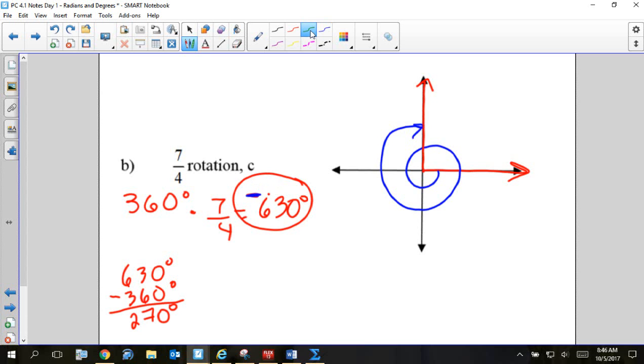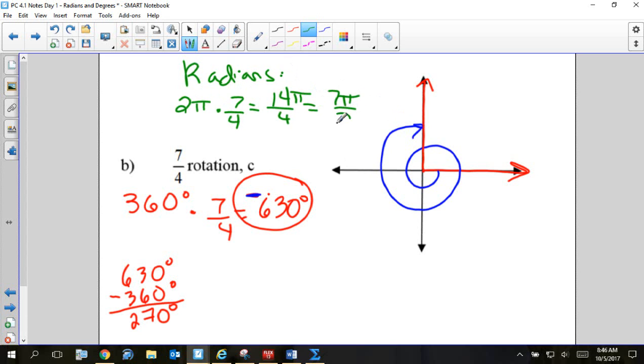And we need to do radians. I'm going to put it up here. So we're going to take 2 pi, multiply it by 7/4. 14 pi over 4, which is 7 pi over 2. Is that my radians? Negative 7 pi over 2 is the correct answer. So we're going the other way.